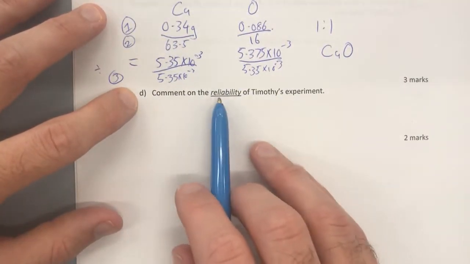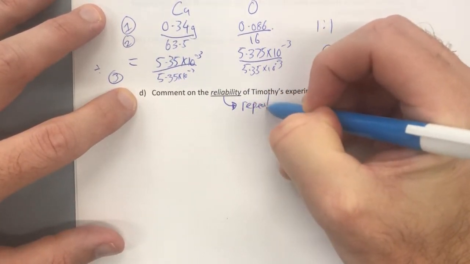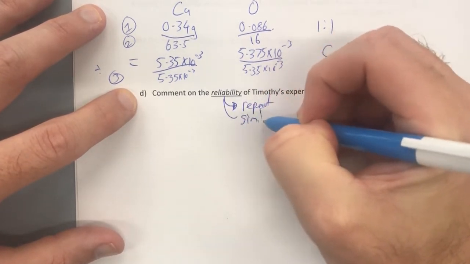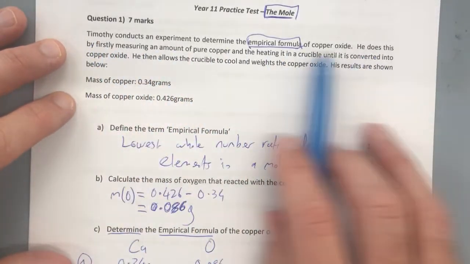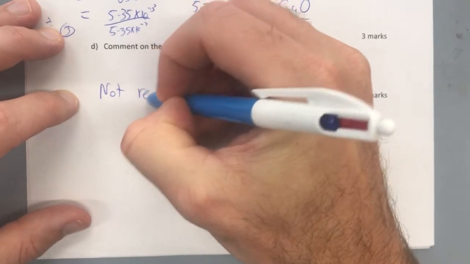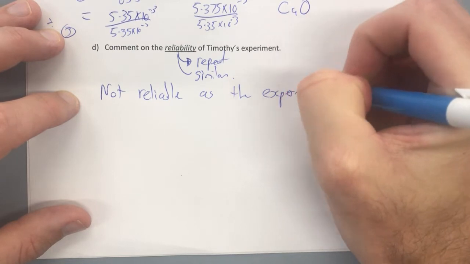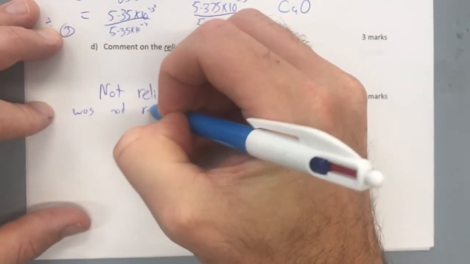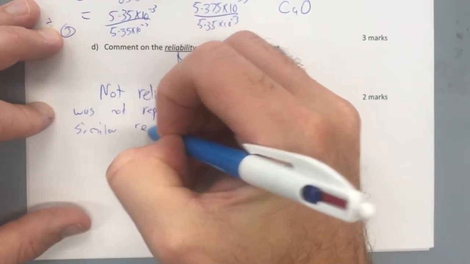Lastly, comment on the reliability of Timothy's experiment. Reliability is all about repeating the experiment and obtaining similar results. So let's have a look at what Timothy did. Did he repeat his experiment? No, we've got one set of results. So that means that this is not reliable, as the experiment was not repeated to try and obtain similar results.